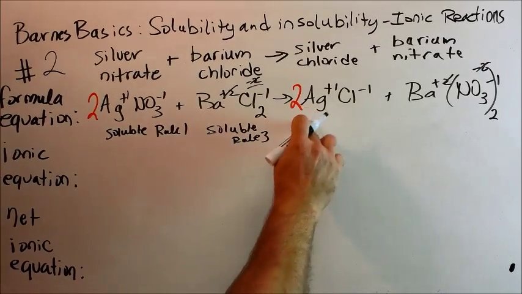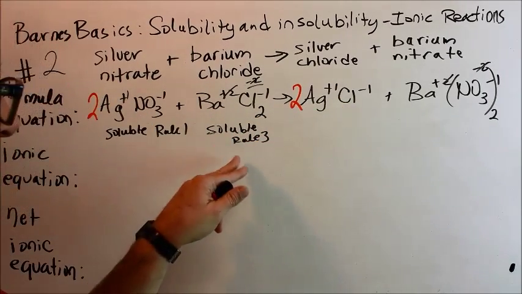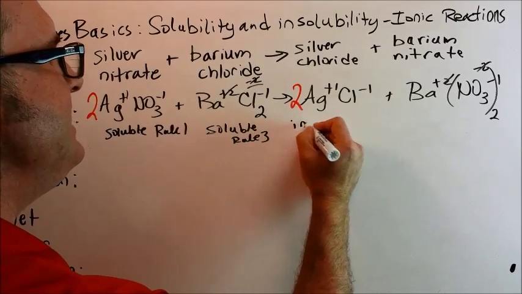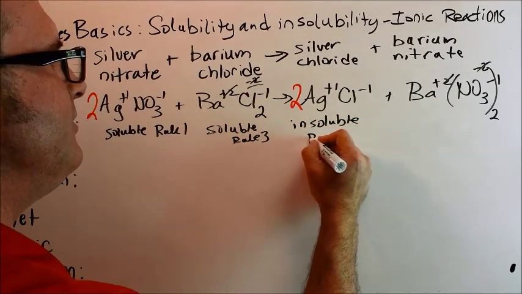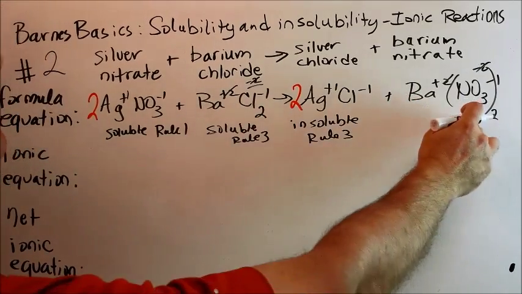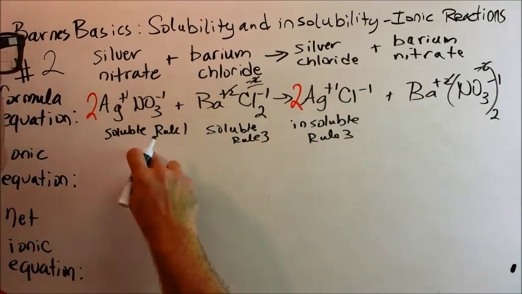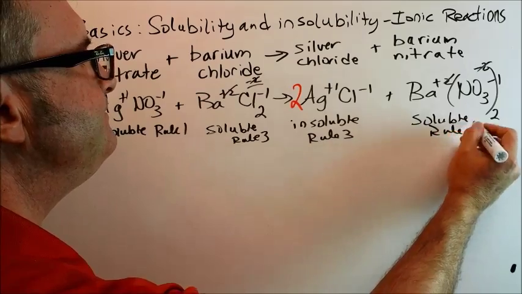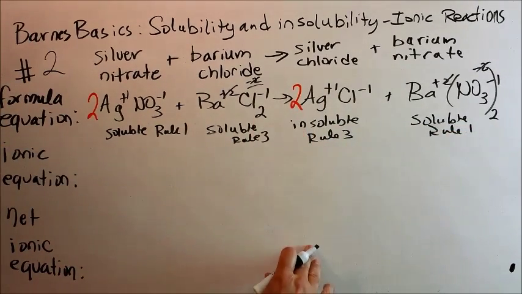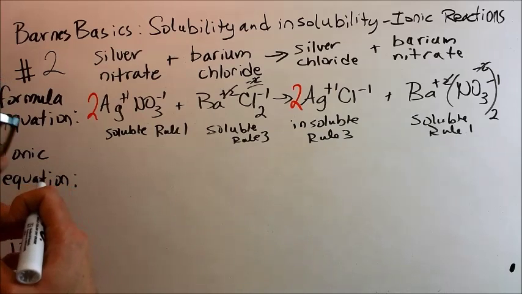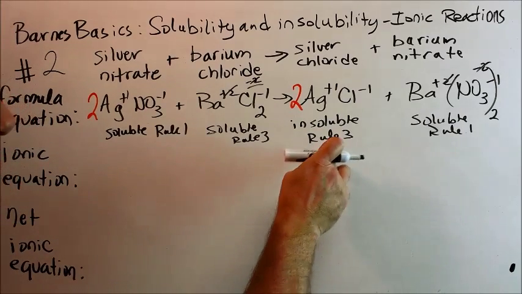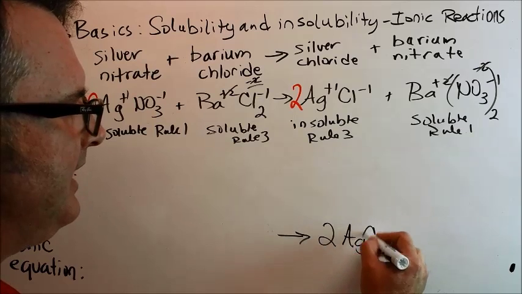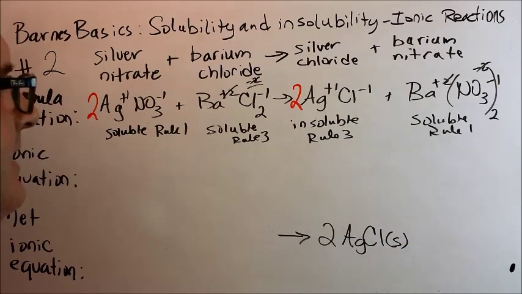When we look at silver chloride, remember that it was the same rule. It said all chlorides are soluble except silver chloride. So we're going to say this is insoluble according to rule 3. And then barium nitrate. Again, we've got a nitrate, and remember, we know that all nitrates are soluble according to rule 1. Soluble, rule 1. Now, the reason I do this step is so that I can determine the net ionic equation. And so I'm going to go ahead and drop this down. I know it's insoluble, so here's my precipitant. I'm going to put two silver chlorides, and I'm going to write them as a solid.